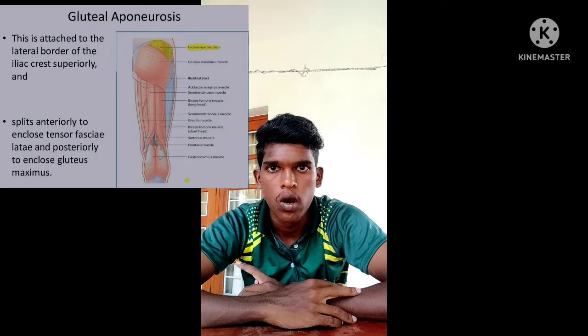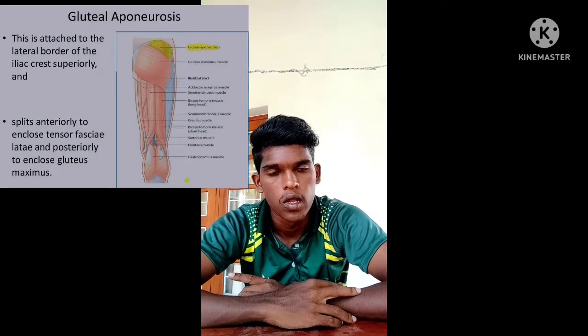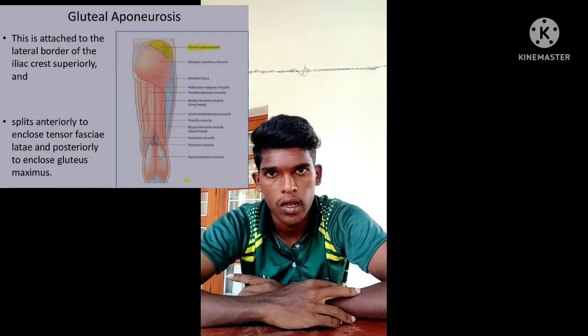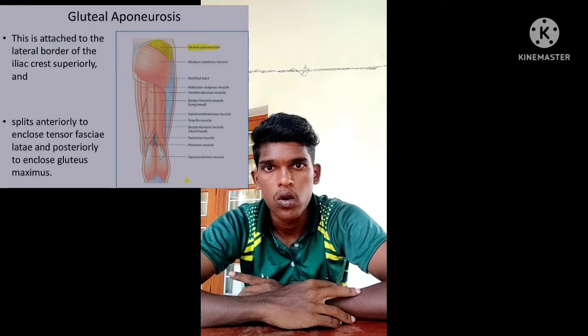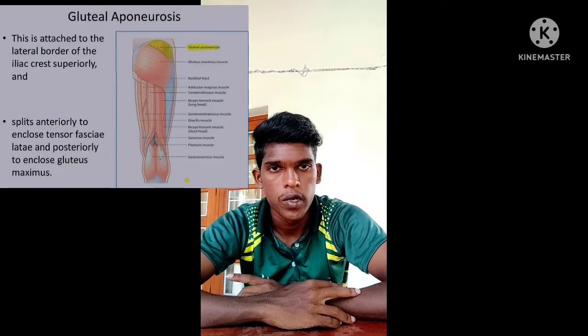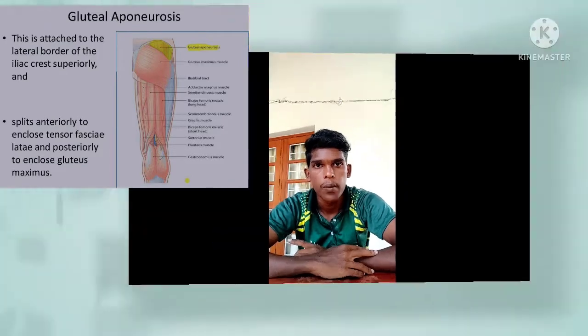Now let's see about the gluteal aponeurosis. This is attached to the lateral border of the iliac crest superiorly and splits anteriorly to enclose tensor fasciae latae and posteriorly to enclose gluteus maximus. The yellow color highlighted in the picture is the gluteal aponeurosis.